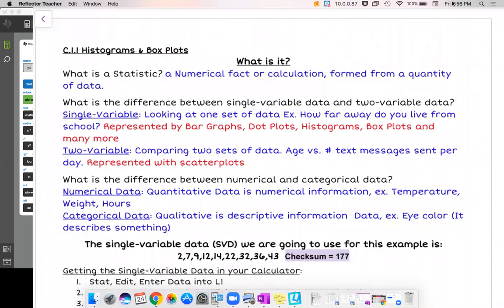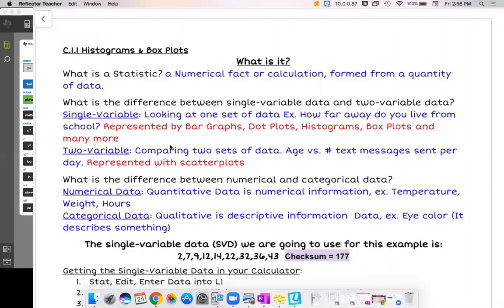The first one is, what is it? So what is a statistic? It is a numerical fact or calculation formed from a quantity of data. So you basically get a bunch of data, you get a numerical fact or calculation, and then that's called a statistic. What is the difference between single variable data and two variable data?